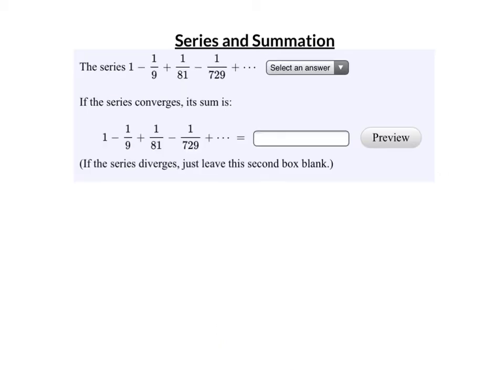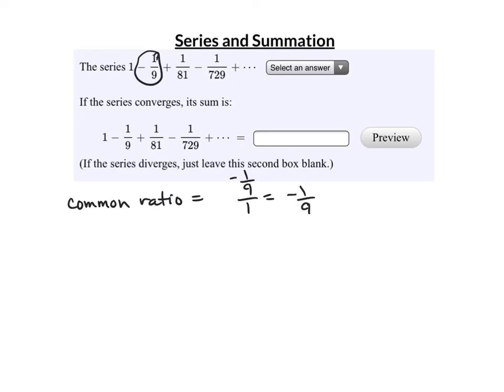Here's another one. Is this series geometric is the question. Well, if it's geometric, then there'll be a common ratio. And remember, it's the current divided by the previous. That's negative 1/9 divided by the previous one. So that would be negative 1/9.